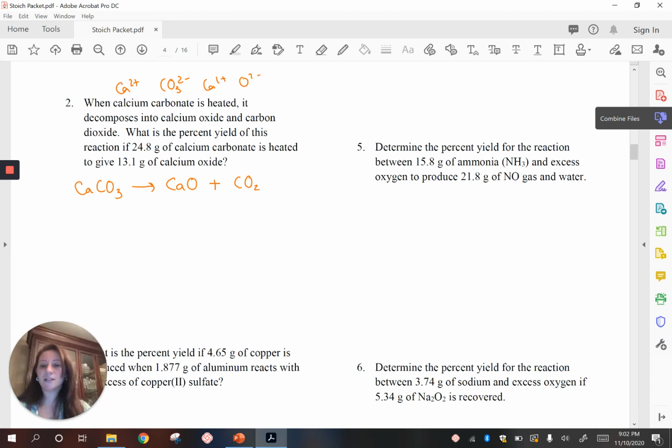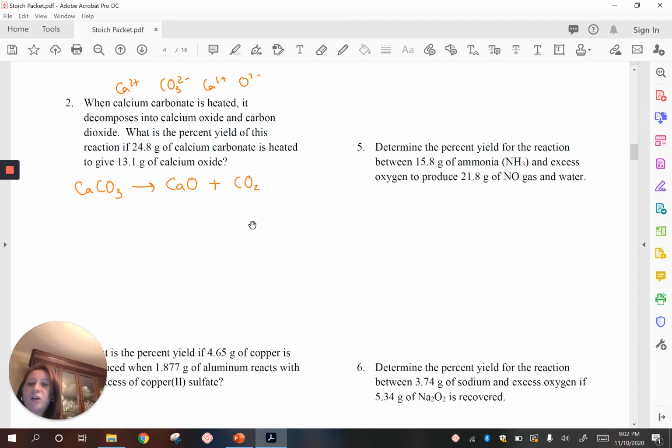Let's balance it. 1 calcium, 1 carbon, 3 oxygen. This one's no fun. It's already balanced for us. I'm going to go ahead and write down what I have. I have 24.8 grams of calcium carbonate.